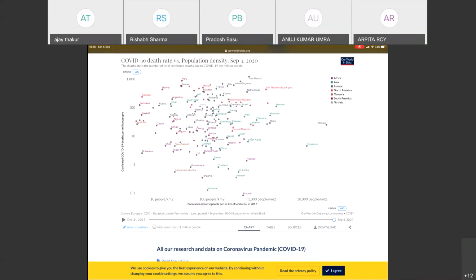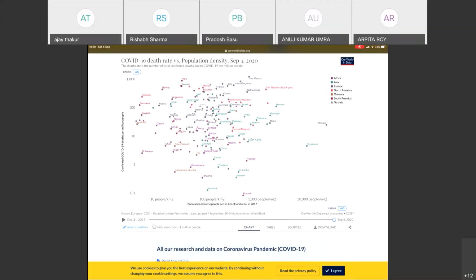Now, can you figure out how the death rates are? On the x-axis, there is the number of people per square kilometer, so that is population density. There are regions which are high in population density and regions which are low in population density. And on the y-axis, there are confirmed COVID deaths per million population.